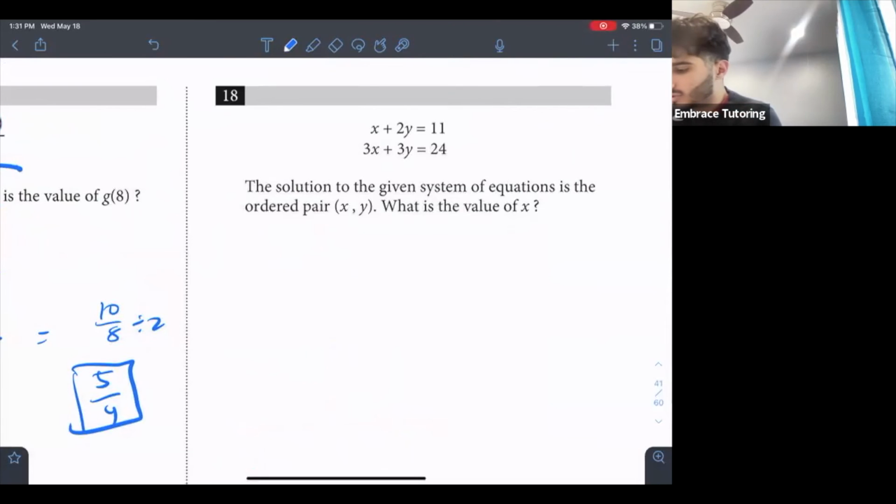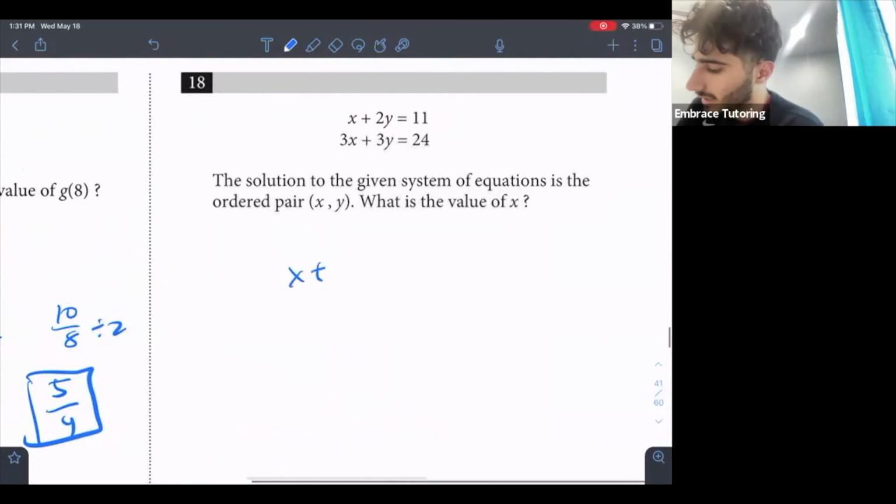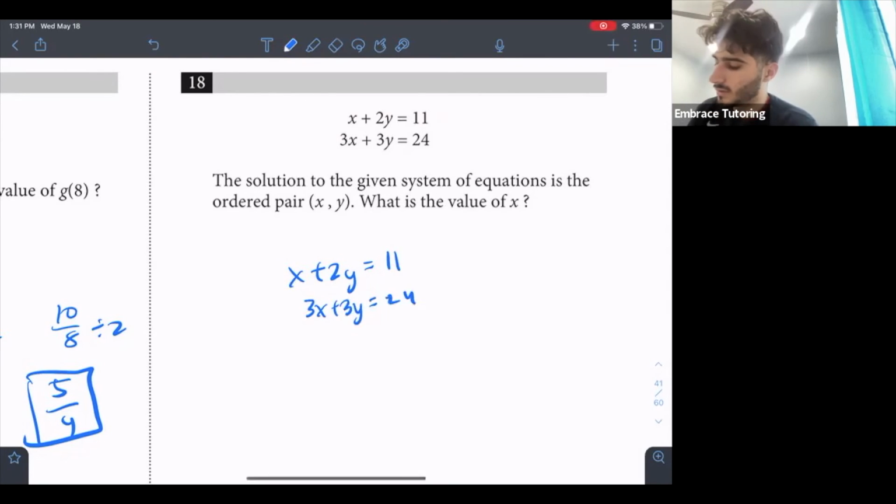Question 18. The solution to the given system of equations is the ordered pair x, y. What is the value of x? Okay, so to solve this, you have the equations x plus 2y is equal to 11 and 3x plus 3y is equal to 24. To solve this, you would have to cancel out the y's to get x by itself.